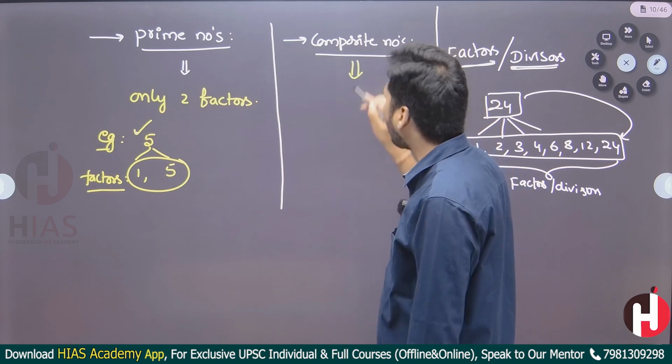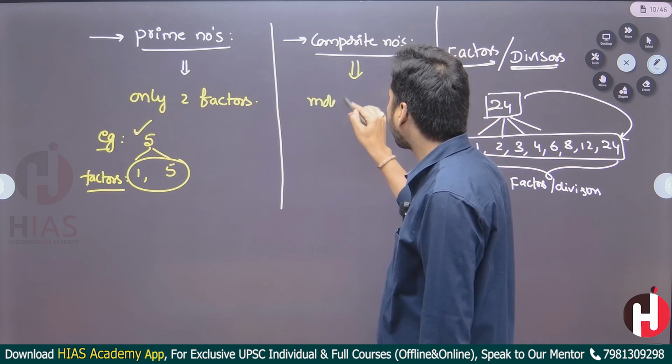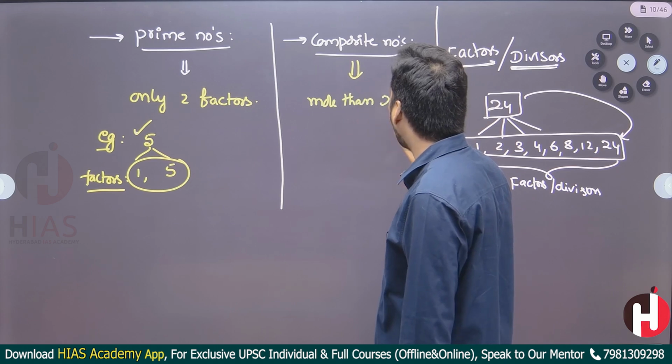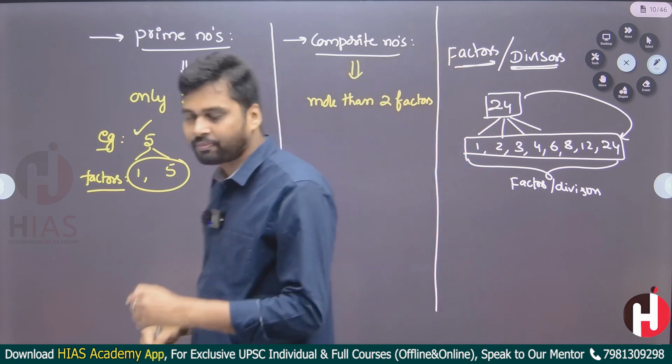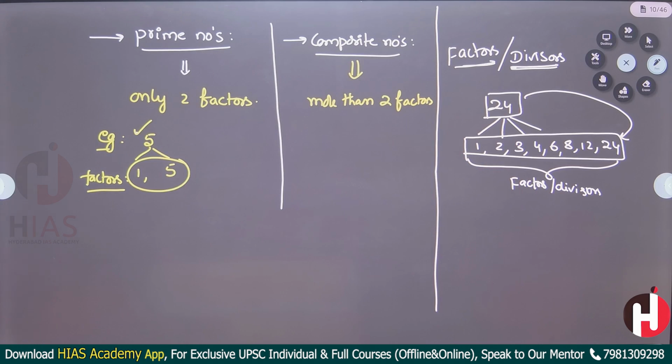Whereas in the case of composite numbers, if any number has more than 2 factors, that number is called a composite number. It's a simple definition of prime numbers and composite numbers. Composite numbers, you write: if any number has more than 2 factors, that number is called a composite number.